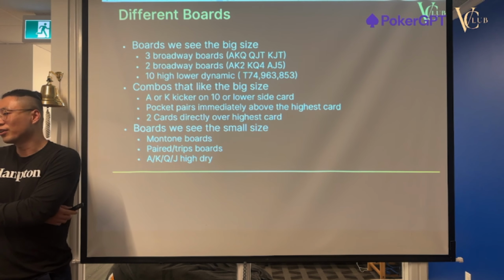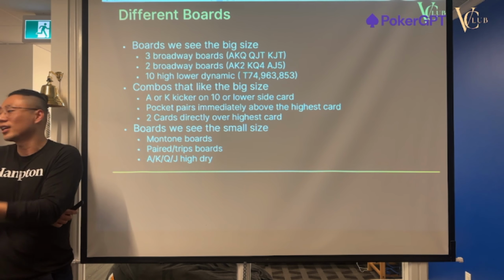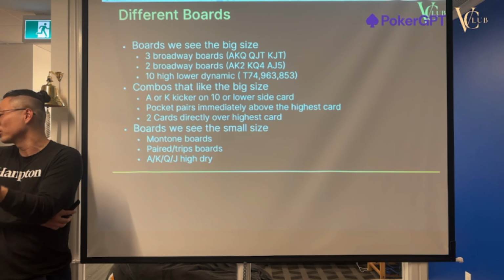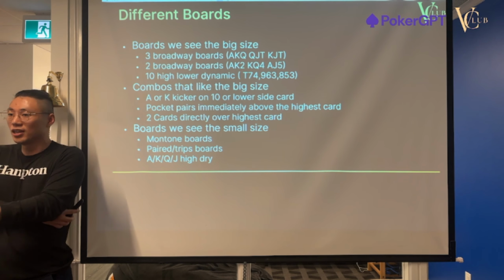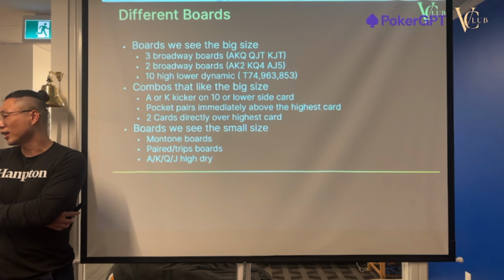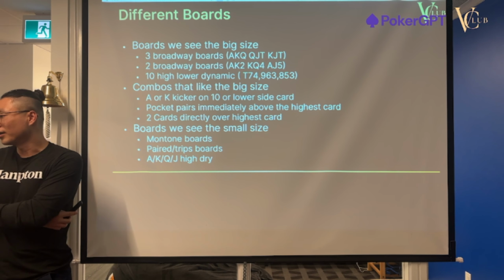They're going to have a lot of the range. You're not going to try to get calls from king-jack or 10-9 or something like that. They're just going to fold. But you're going to want to get value from ace-king, ace-queen, those kinds of hands that can call the check-raise.